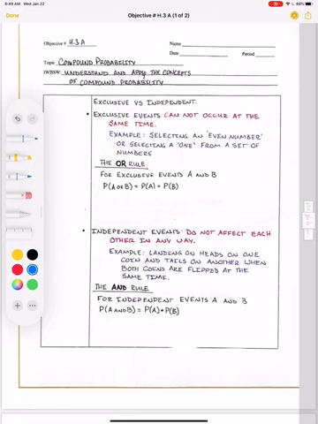And this brings us to the OR rule. This is for exclusive events. So for our example, we have 2 events. We have A and B. So the probability of finding A or B would equal the probability of A plus the probability of B.